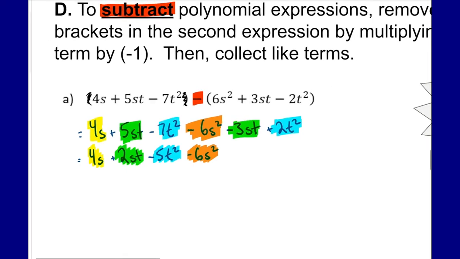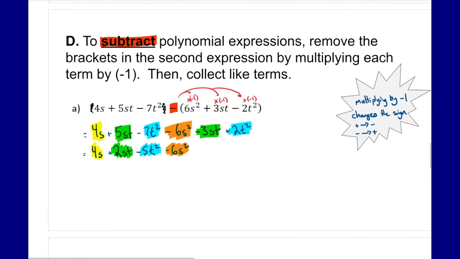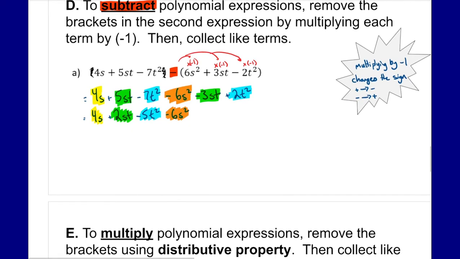So again, one smaller step is multiplying the negative 1 through. We can just show that: this multiplied by negative 1, this multiplied by negative 1, and this multiplied by negative 1. So that's how we got the change in those signs. That's the one extra step that you have to do when you're subtracting polynomial expressions.